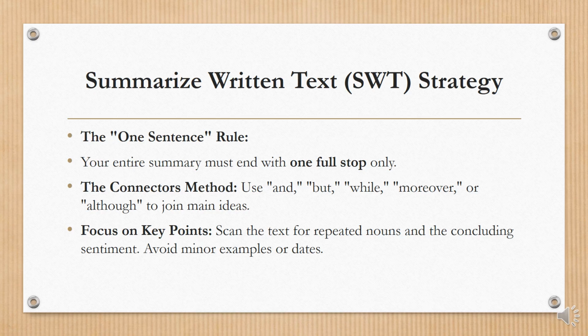The main idea is if you find two sentences that make sense, you can join them by using connectors such as and, but, while, moreover, although. These are the connectors that you can use, and you need to focus on the key points when you see the passage and you find two sentences that make sense, you can use it and convert it into one sentence for this question. So this is the whole idea of summarized written text.